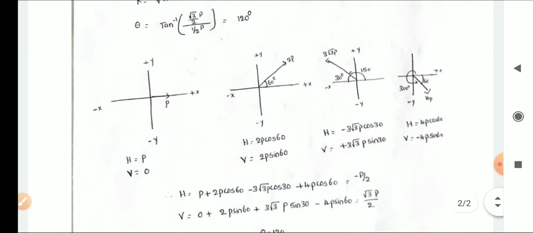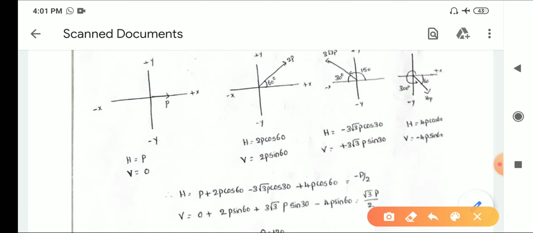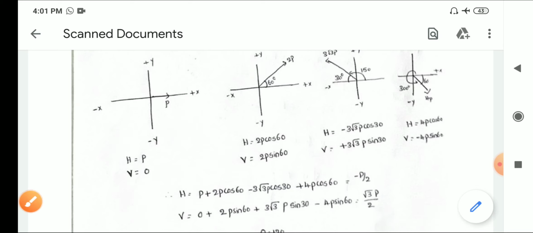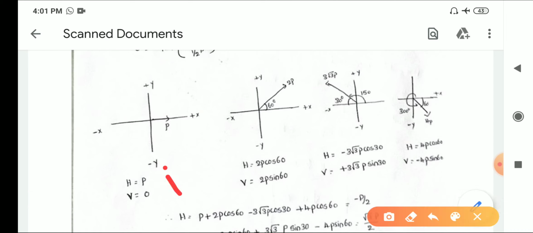How? First take the force P. To this force P, first find out the horizontal component and vertical component. What is the angle made by P with x-axis? 0 degrees, as it is a horizontal force. So P cos 0, as the cos 0 value becomes 1. So H equal to P. P sin 0, what is the sin 0 value? 0. So vertical component becomes 0.